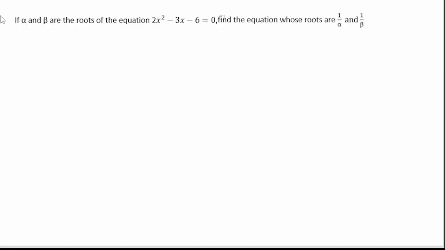Okay, so I received this question from a student of mine. It says if alpha and beta are the roots of the equation 2x squared minus 3x minus 6 equals 0, find the equation whose roots are 1 over alpha and 1 over beta.